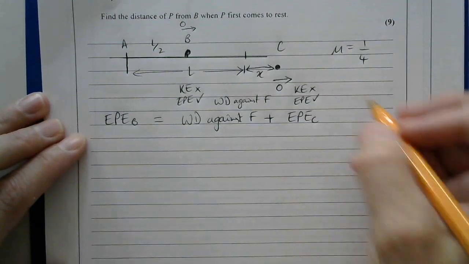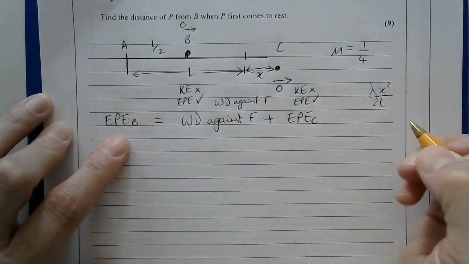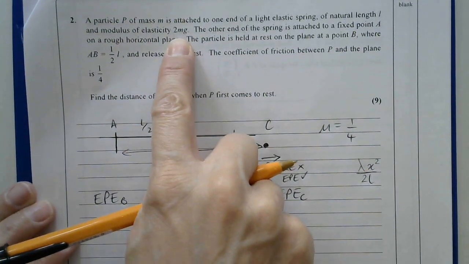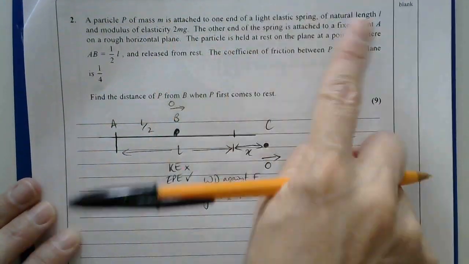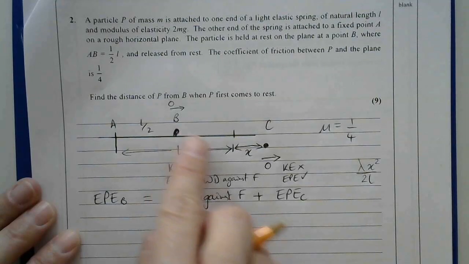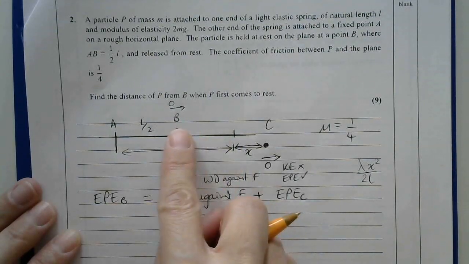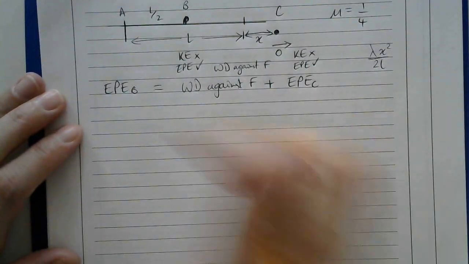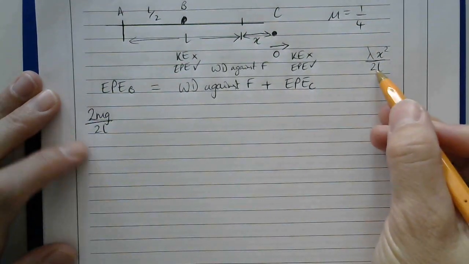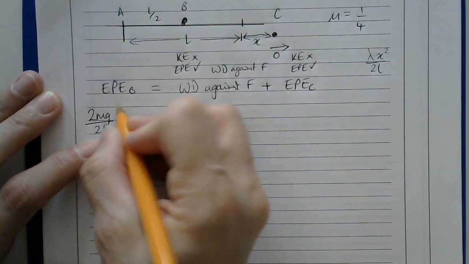Okay, so the formula for the elastic potential energy is lambda times the extension squared over 2 times the natural length. So here I know that lambda is 2mg, the modulus. I know the natural length is L. I know the extension originally is the distance from here to here, so in effect it's a compression. So that will be L over 2, which I'm going to square. So I have 2mg over 2L, and that's the lambda over 2L part, and then the extension is actually compression, so L over 2 squared.